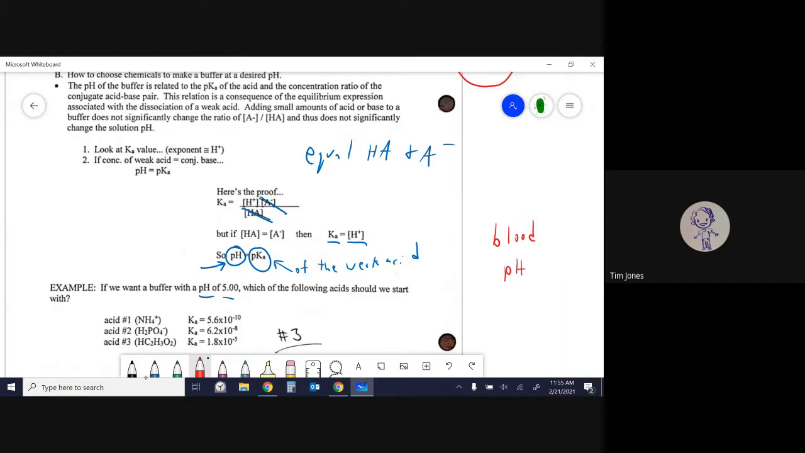But let's say we want a pH, back to the problem, of 5, which is going to be a little bit acidic, not too much. And let's say we have 3 acids at our disposal. Ammonium, so it would be like ammonium nitrate, or dihydrogen phosphate. So that would be like sodium dihydrogen phosphate, or acetic acid, which of course is vinegar.